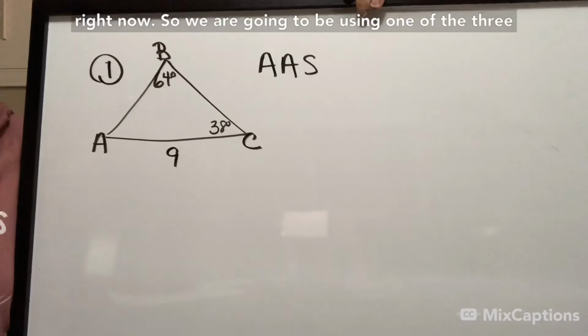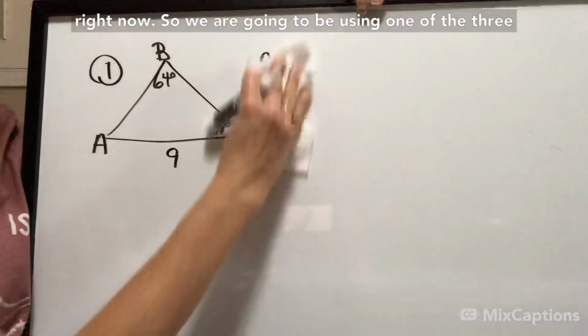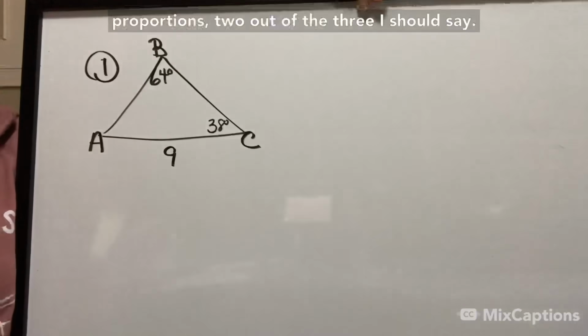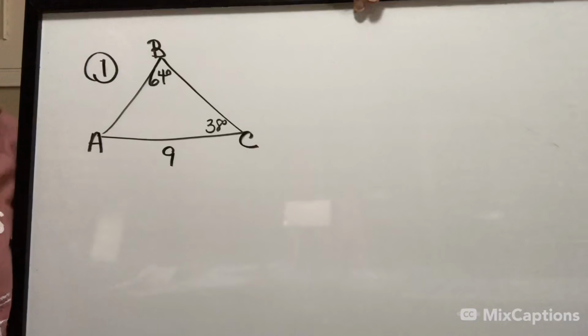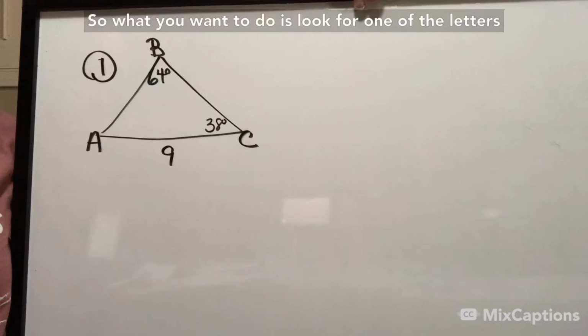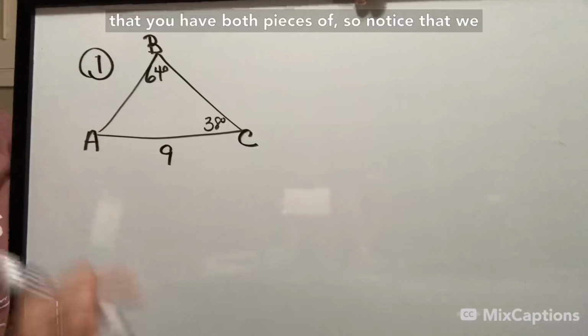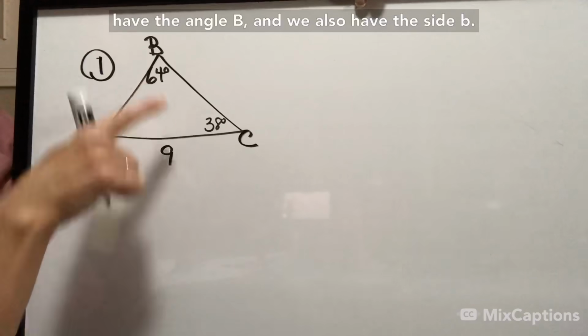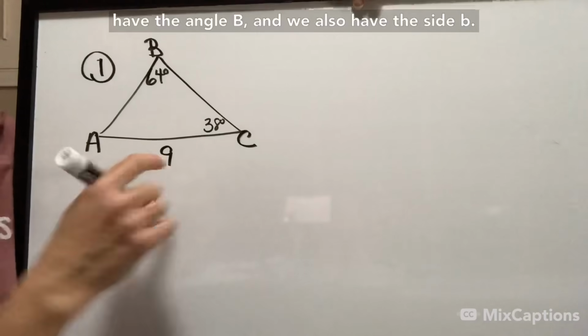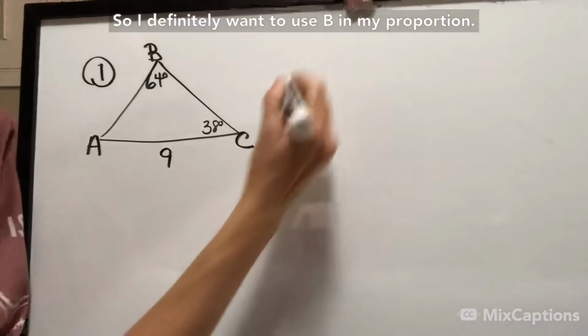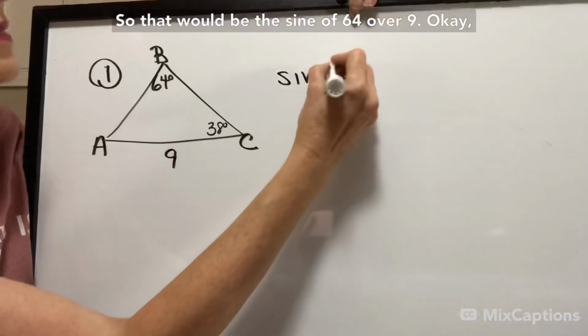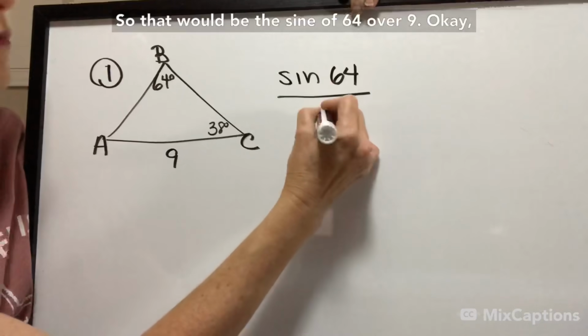We are going to be using one of the three proportions, two out of the three, I should say. What you want to do is look for one of the letters that you have both pieces of. Notice that we have the angle B and we also have the side B. So I definitely want to use B in my proportion. That would be the sine of 64 over 9.